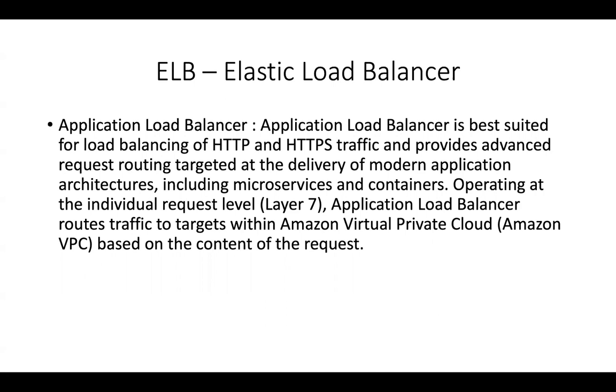So layer 7, the application layer, is where this application load balancer works, best suited for load balancing of HTTP and HTTPS traffic, and provides advanced routing capability such as path-based routing capability, host header-based routing capability, and so on. So it operates at layer 7, right? And the load balancer's scope is within that VPC, right? So the load balancer scope is within that VPC, and that VPC is residing within that AWS region that we are going to use, right? So always remember that an application load balancer works on layer 7.